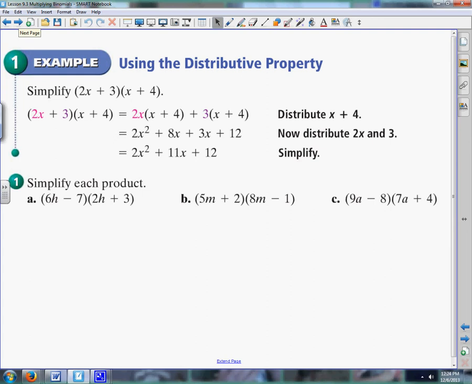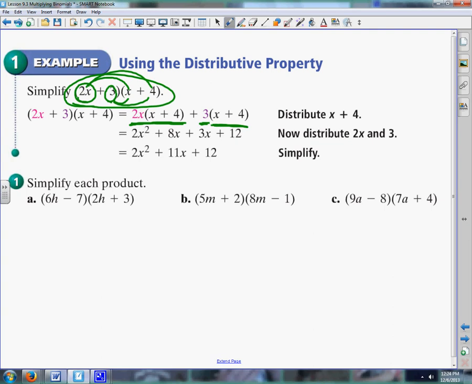Now in 9.3, my first example is using the distributive property. If you look at this equation, they're going to say, simplify that. Well, I don't know how to simplify that, so I'm going to use the distributive property. I'm going to take this 2x and distribute it to everything in the second set, and you can see they did that right here. And then I'm going to take the 3 and distribute it to everything in the second set, and they did that there.